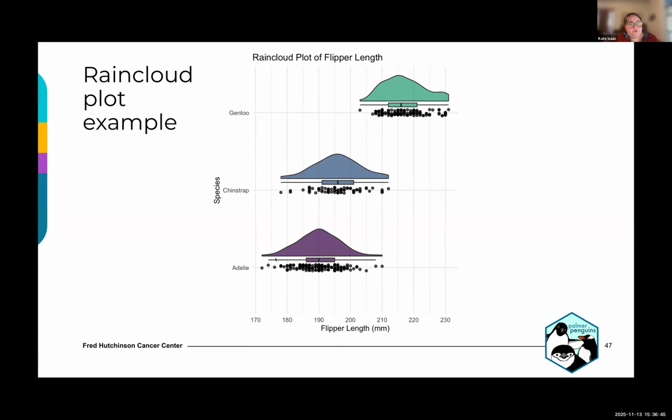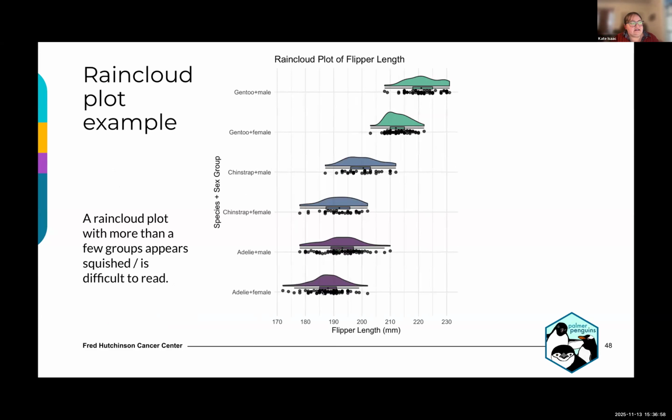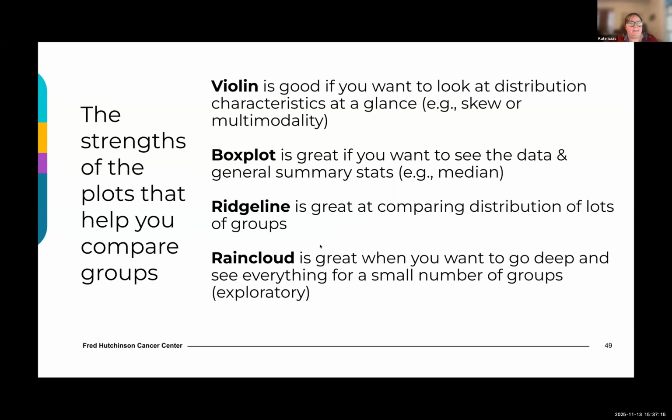I've reduced the number of groups down to just 3, where we're just looking at the species, Gentoo, Chinstrap, and Adelie, and we've pooled male and female data together. Because when we split those out and we have more groups, this is looking more cluttered. It's more difficult to see those box plots. They're really squished. And so this is the downfall of rain cloud plots. If you have too many groups, it's going to be harder to look at them, and that info that you're adding then becomes difficult to actually look at.